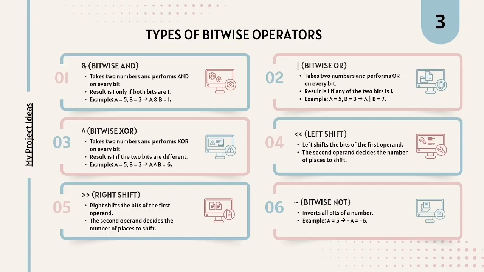So these are the types of the bitwise operators. As you can see, bitwise AND, bitwise OR, bitwise XOR, left shift, right shift, bitwise NOT. Already discussed in the previous video. This slide is just for your reference. Actually, in the previous videos we also discussed it. It's summarized in a pretty manner, so you can have a look.